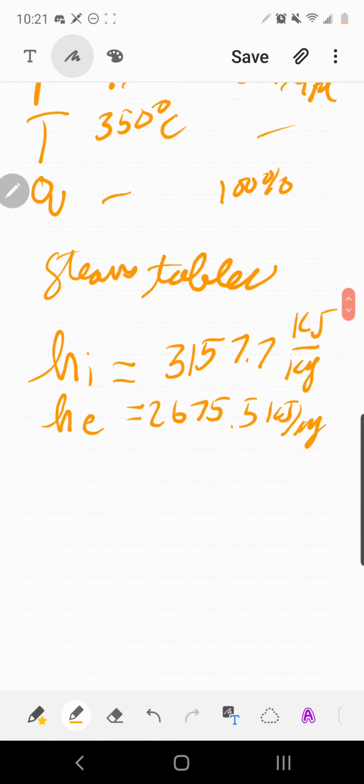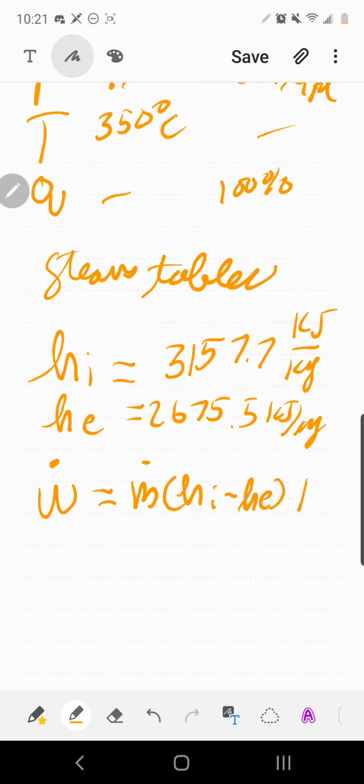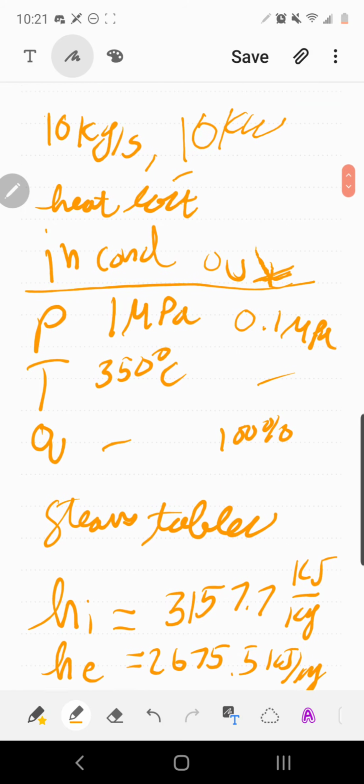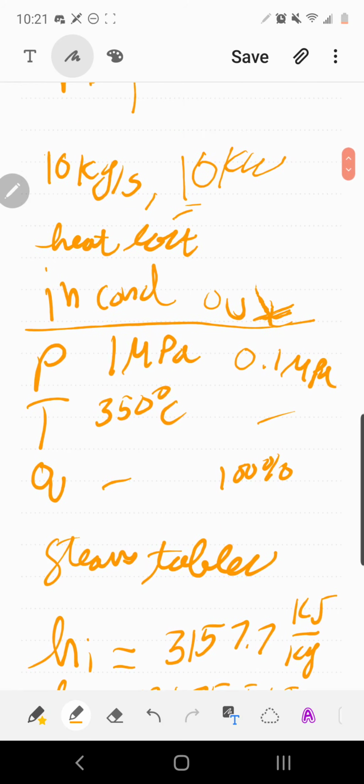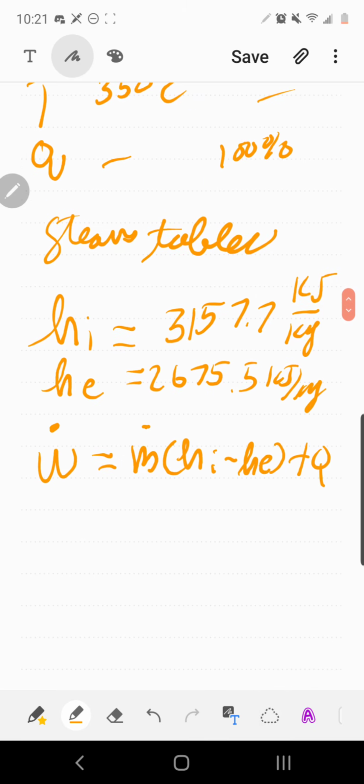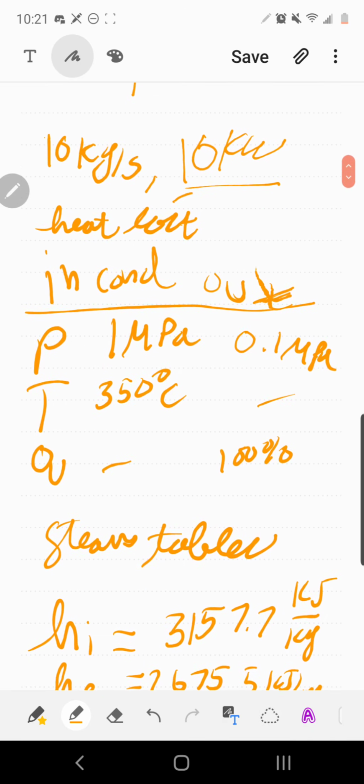With that, we can go ahead and calculate our power, which is going to be, again, the equation we saw earlier, only a little different. We're going to have m dot times the change in enthalpy, Hi minus He, plus the added heat, or subtract the added heat. Since we are losing 10 kilowatts, that is going to be our Q.